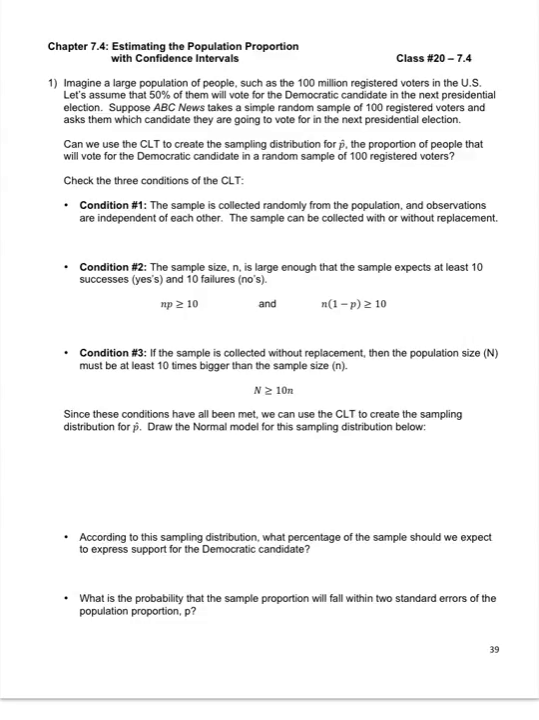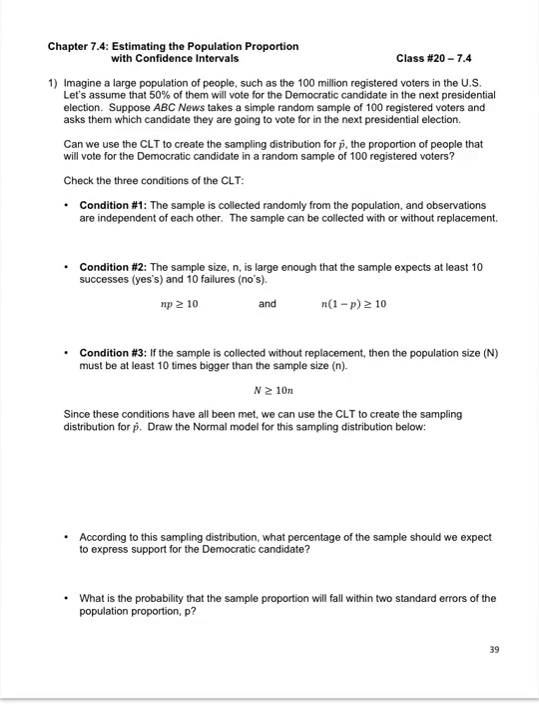Okay, section 7.4, estimating the population proportion with confidence intervals. So imagine a large population of people, such as 100 million registered voters in the U.S. Let's again assume that 50% of them will vote for the Democratic candidate in the next presidential election. Suppose ABC News takes a simple random sample of 100 registered voters and asks them which candidate they are going to vote for in the next presidential election.